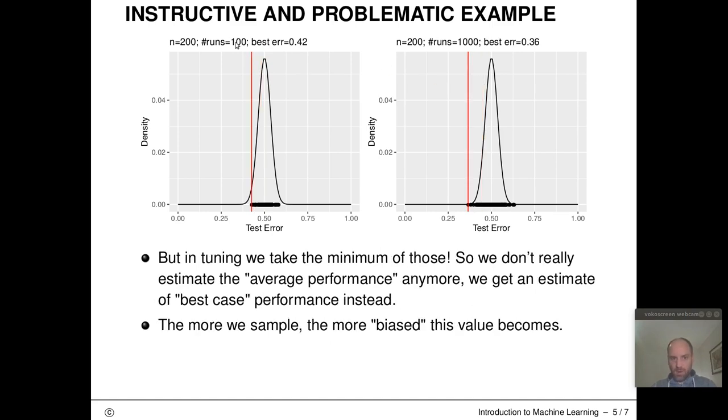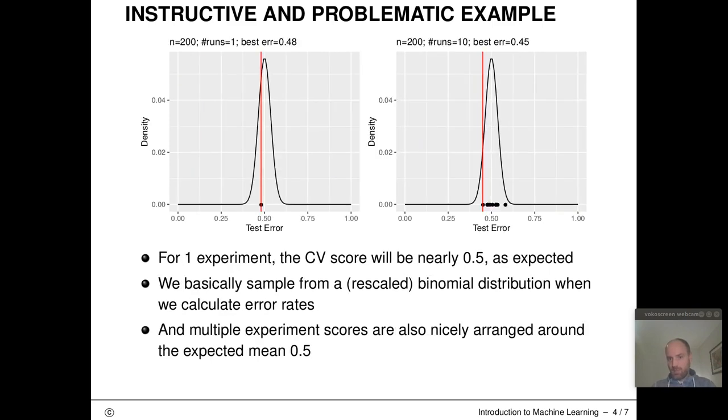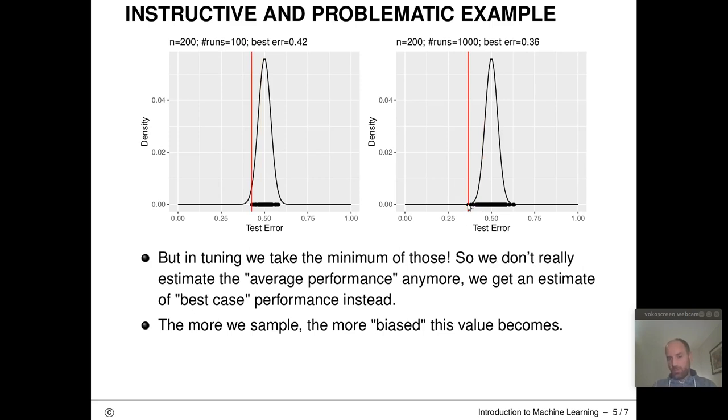And after 100 random search iterations, this error is already at 42%. After 1,000 iterations, just by pure chance, we have created a configuration which still has no effect. But just by random chance, the cross-validation error is now 36%. And because of this, this error will just by random chance over time go down and down and down and become more and more biased. Because still, if you are running such a model with this configuration here on new untouched data, the error will still be 50%. So our estimated performance is completely off and misleading to us.